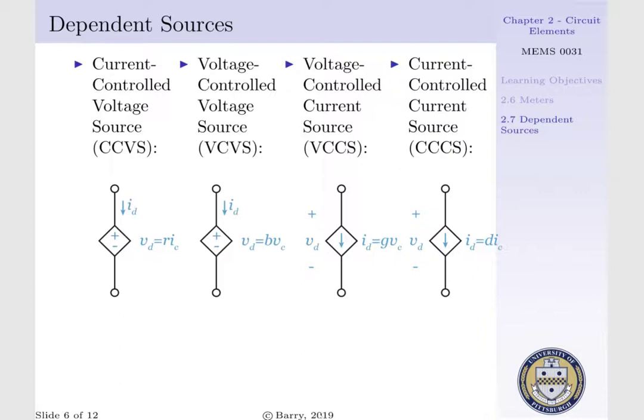That is, our output is going to be proportional to a constant, our gain, times a current existing elsewhere within our system. Now, a voltage-controlled voltage source, or VCVS, has a voltage output VD that is equal to a gain, B, times a voltage VC that's existing elsewhere within our system. A voltage-controlled current source, or VCCS, has an output, ID, which is equal to a gain G, times a voltage VC that's existing elsewhere within our circuit. And lastly, a current-controlled current source, or CCCS, has an output ID that's equal to the gain times IC, where IC is existing elsewhere within our circuit.